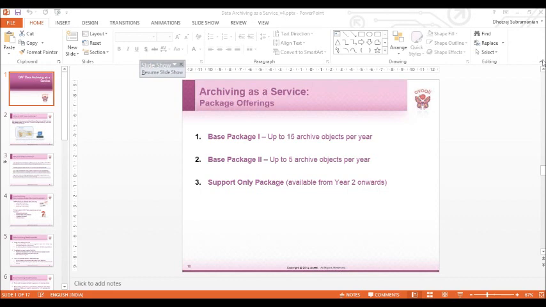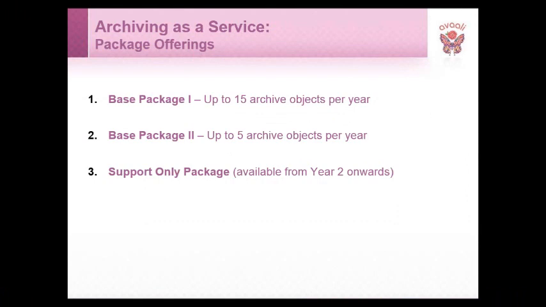Okay, so let's look at what are the base packages and optional packages. The first base package for this data archiving as a service is for up to 15 archive objects per year. Like I said, this is an annual or a year-long offering, and through the course of this package, we will implement up to 15 new archive objects for you. The second package, base package 2, is for up to 5 archive objects, and you also have a support-only package option, which customers would typically use after year 2 onwards.